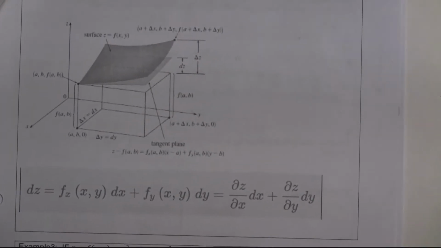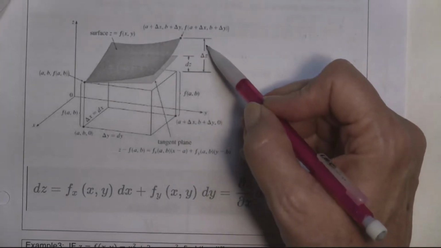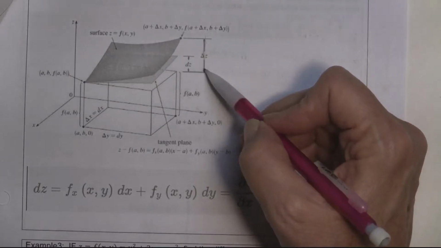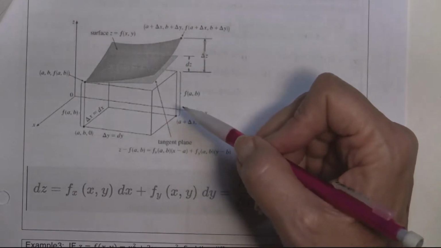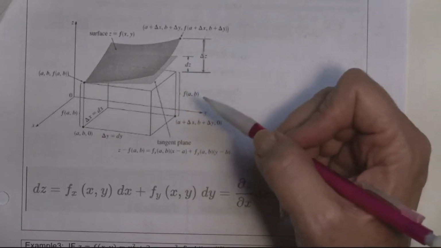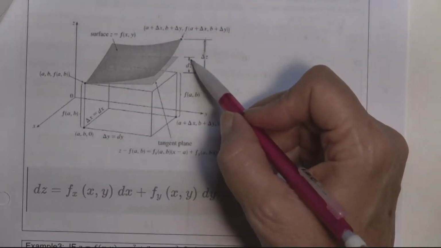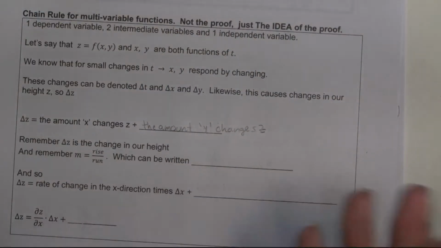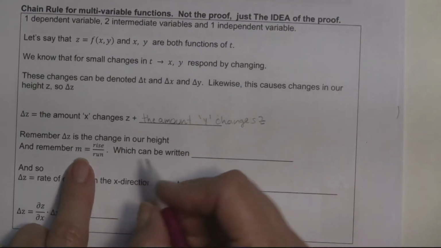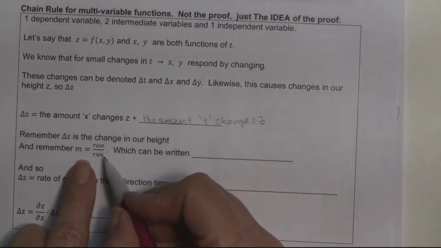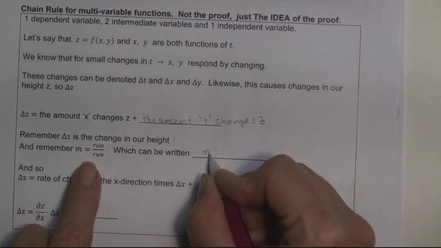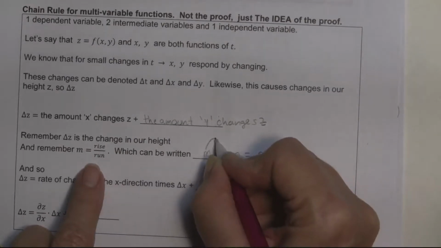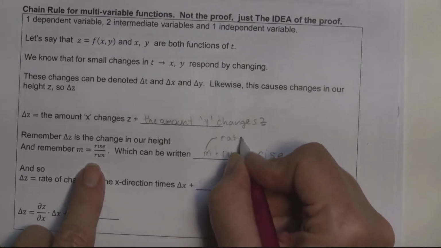And from our picture before, here is delta z, and it's the actual change in our height for small changes in x and small changes in y. And we had said that you can approximate that with dz. So that was a while ago. And I just wanted you to remember that slope equals rise over run, so you can rewrite this as slope times run equals rise. And slope is another way of saying rate of change.